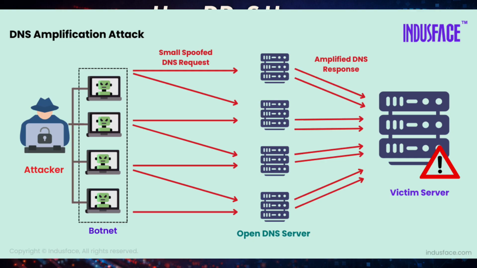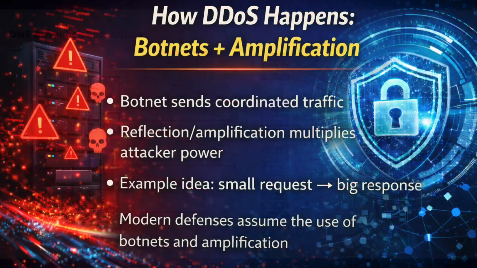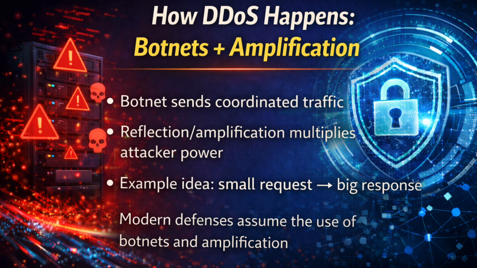The reflection part is that third-party servers reflect traffic toward the victim. Amplification is that responses are larger than requests. You don't need to memorize protocol names to get the concept. Attackers look for internet services that will reply loudly to a whisper. Modern defenses assume attackers may use both botnets and amplification.